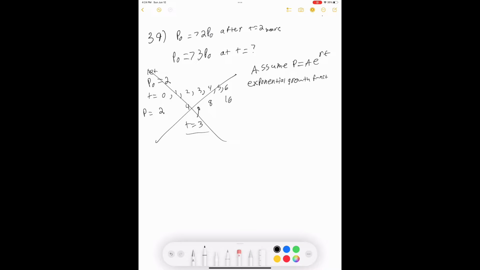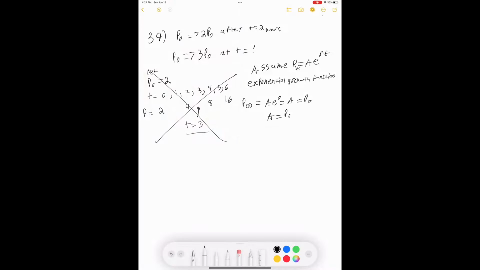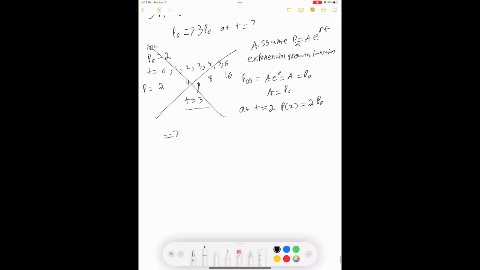So what do we want our exponential growth function to equal when we're at time equals 0? Well, we want that to equal whatever our initial population is, that we're doubling and tripling. So that's just going to be expressed as P naught. So now we know that our exponential growth function is equal to P naught e to the RT. And we know that after 2 years, our exponential growth function is going to equal 2 P naught.